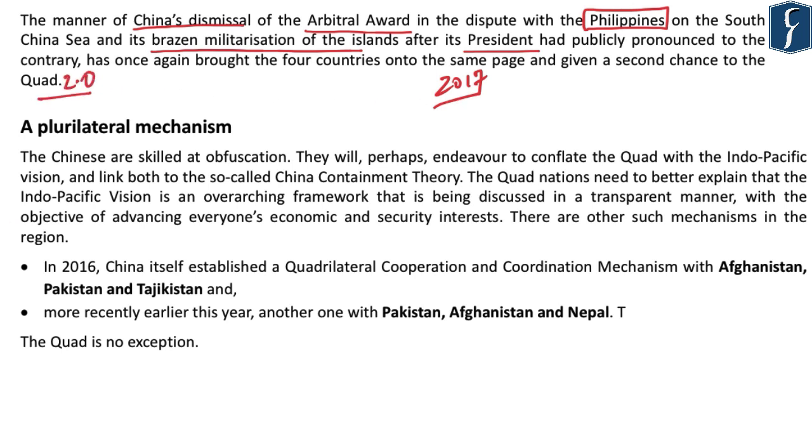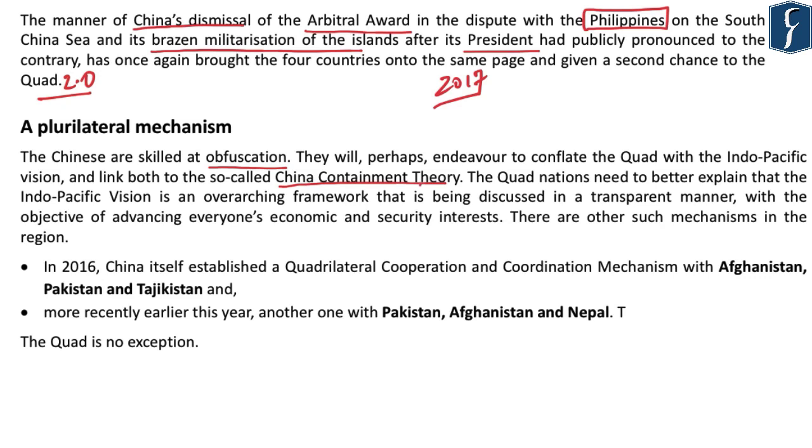The author has some suggestions regarding the success of Quad 2.0. The author has identified what can go wrong. The author says that the Chinese are skilled at obfuscation. Obfuscate means to make things hazy, to hide the reality, to unnecessarily convolute things, to unnecessarily make it complicated. China may link the formation of Quad with the China containment theory. China may raise fear among the littoral countries in the Indian Ocean that this is going to be a military organization, creating more tension in the region.